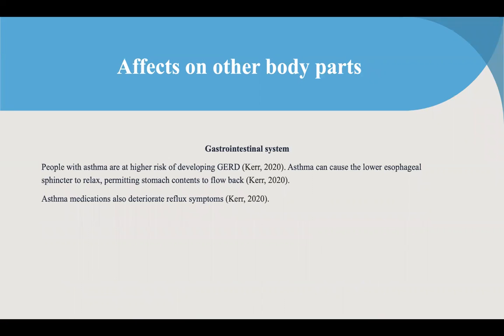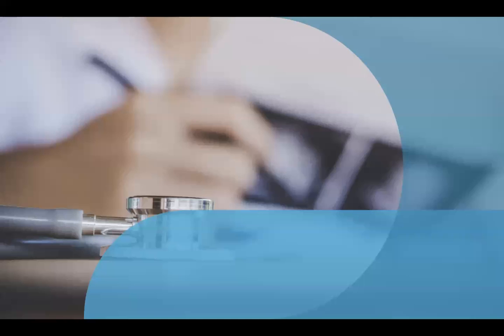The gastrointestinal system is affected. Patients with asthma are at a high risk of developing GERD. Asthma can cause the lower esophageal sphincter to relax, permitting stomach contents to flow back. The medication can also worsen reflux symptoms.